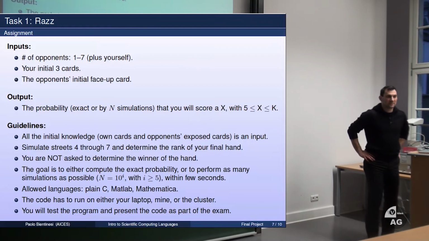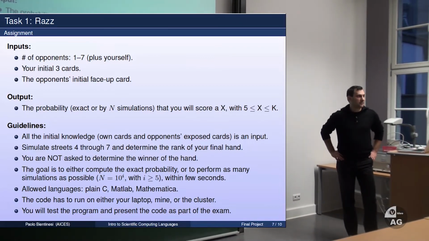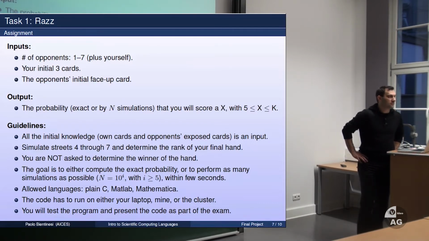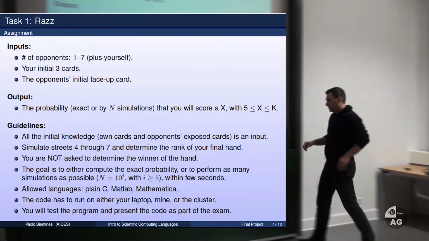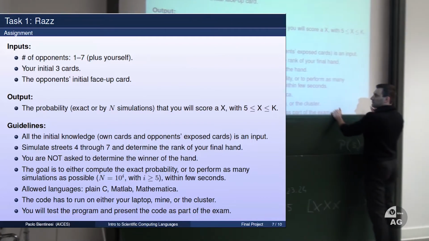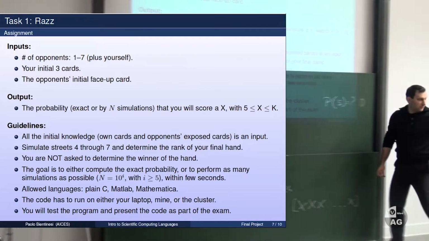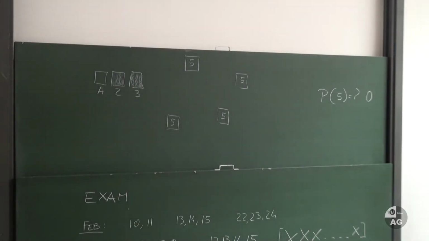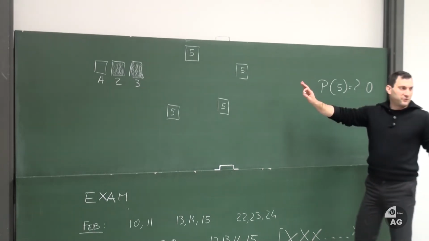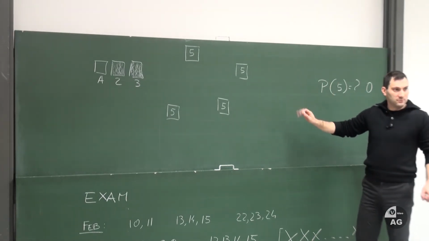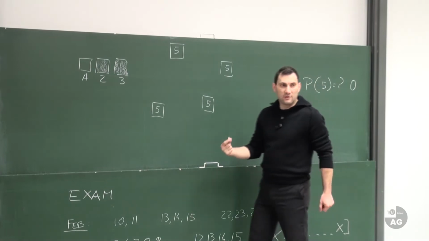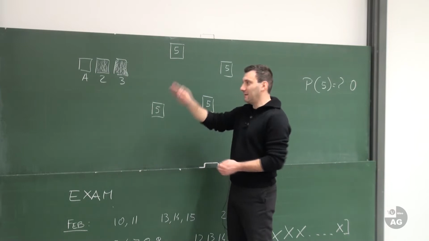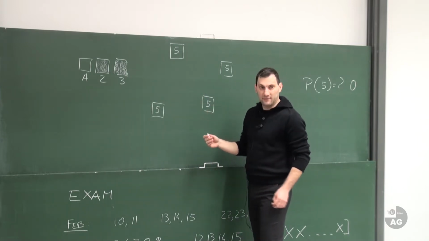Should I move on to the next slide? I don't really understand what is the probability of scoring X. All right, let's make it more clear. This is the startup scenario. This is your input. At this point, you need to run a simulation or determine what's going to happen at the end of the hand.